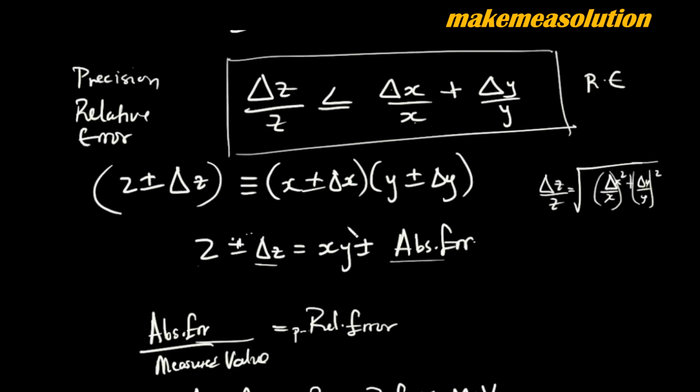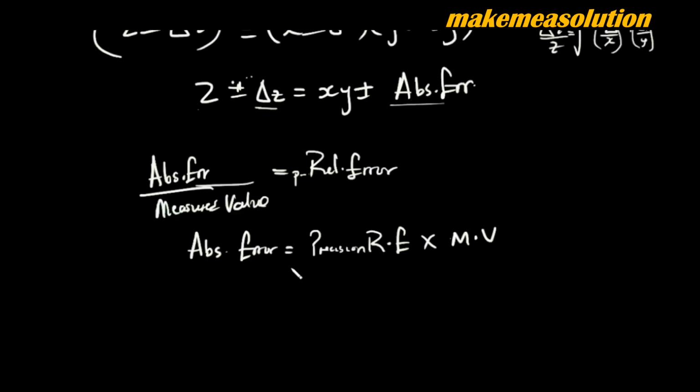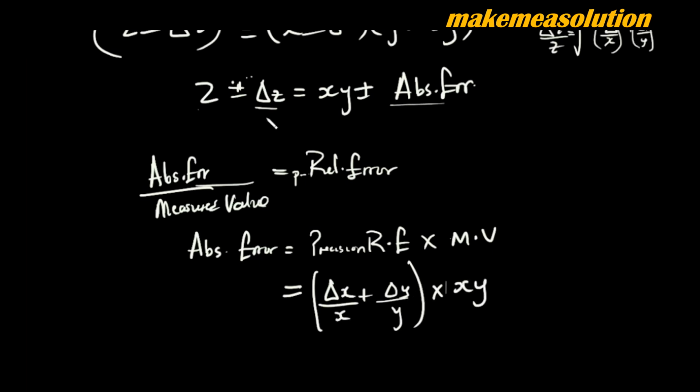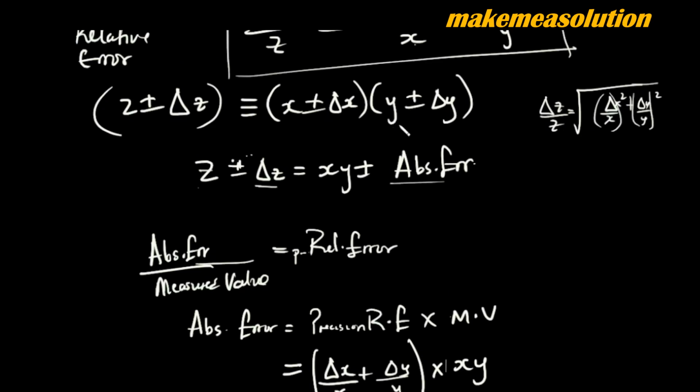So after getting relative error, don't forget to get your absolute error by multiplying the relative error, which is delta x over x plus delta y over y, by the measured value. The measured value is simply xy. Okay, xy is the measured value. In other words, the measured value is z itself. So this is going to give me an expression for determining z and the associated absolute error when I'm multiplying two quantities x and y, such that the absolute errors are given to me in this way.